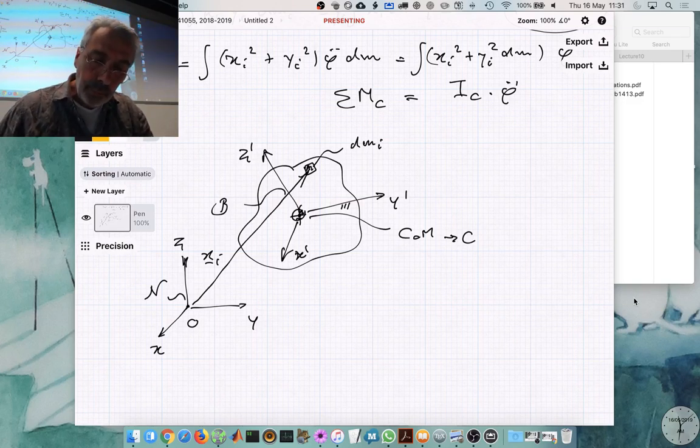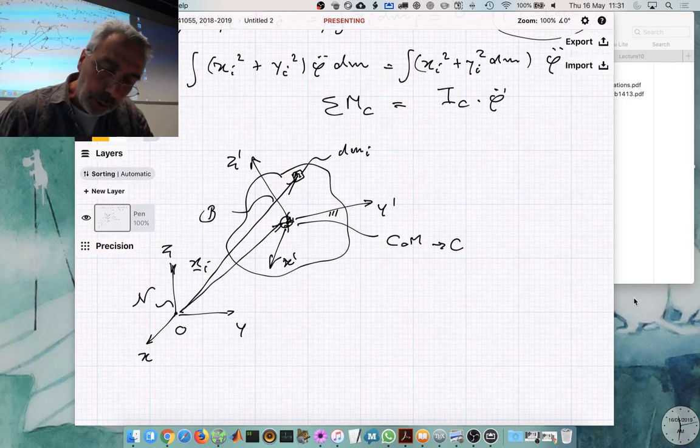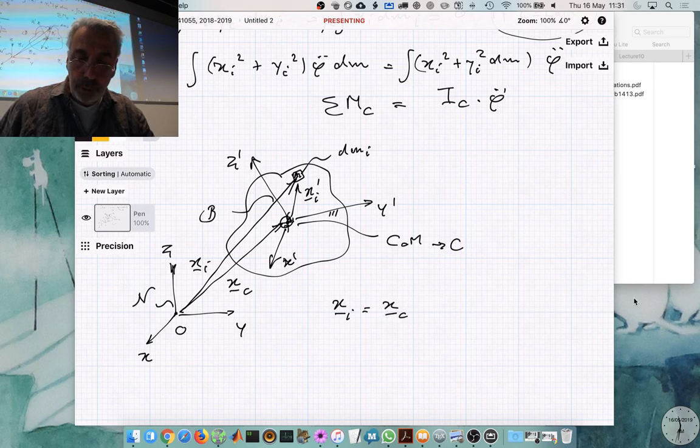Then how do I get there? Well, the best way is to first go to the center of mass, and then go to that point, and I will use a prime to denote that. The prime meaning it's in this prime coordinate system. So in formulas, how do I get to this point? Well, it's super easy. You first go to the center of mass, and then you go within the body a certain direction and distance.